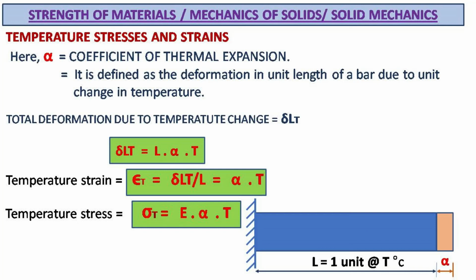Now, we know, temperature strain is defined as the change in length due to temperature by its original length, which gives temperature strain, epsilon T is equals to alpha times T. Then, by Hooke's law, temperature stress is given by temperature strain times modulus of elasticity. That is, sigma T is equals to E times alpha T. This is the end of this chapter.